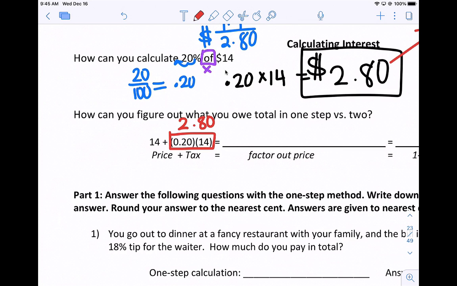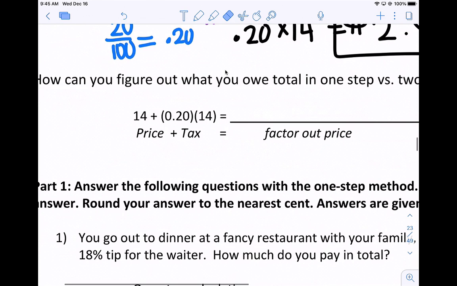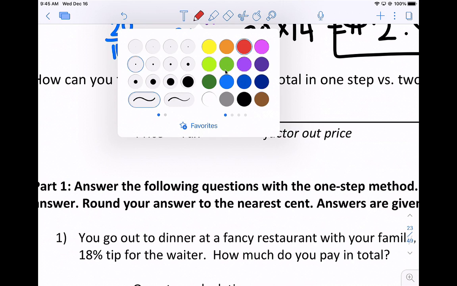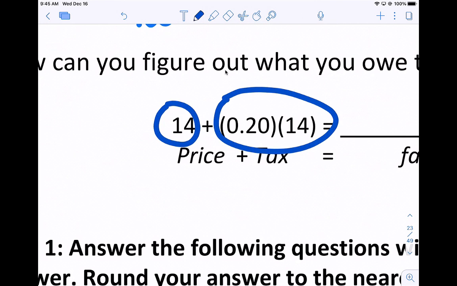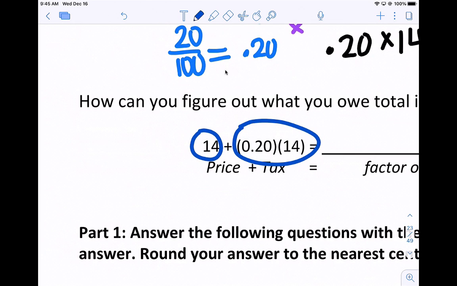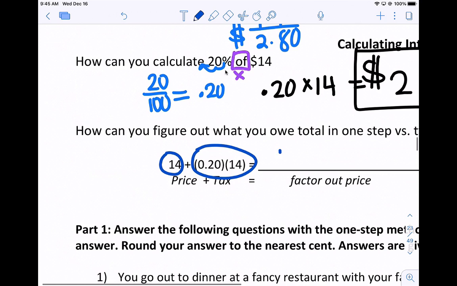Instead of doing it in two steps, one way we can do that is we can factor out the price. Factor means what's a number that we could divide out of both of these terms. And the first term is 14, and the second term is the 0.2 times the 14. And if you notice, they both have a 14 in them. So let's factor that out. Let's divide it out. Factor means divide it out.